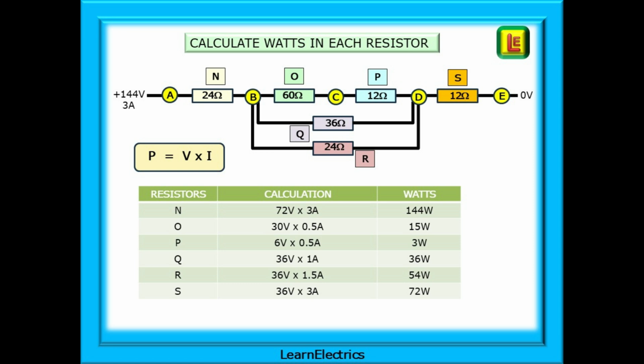This is important because we must select resistors with a working wattage rating of at least the calculated values if we don't want the resistors to burn out. We will use power law for this, and in particular power equals voltage multiplied by current, or P equals V times I. Here are the calculations for each individual resistor.